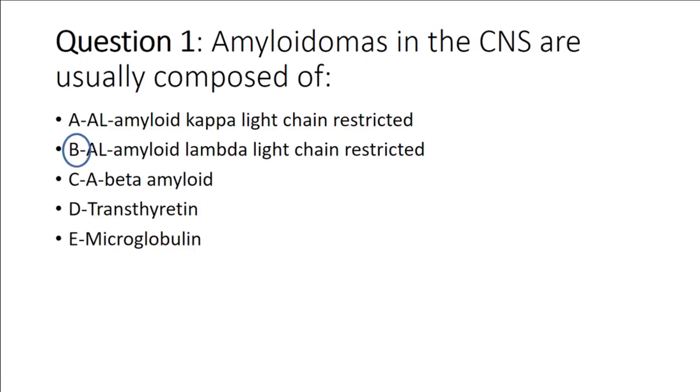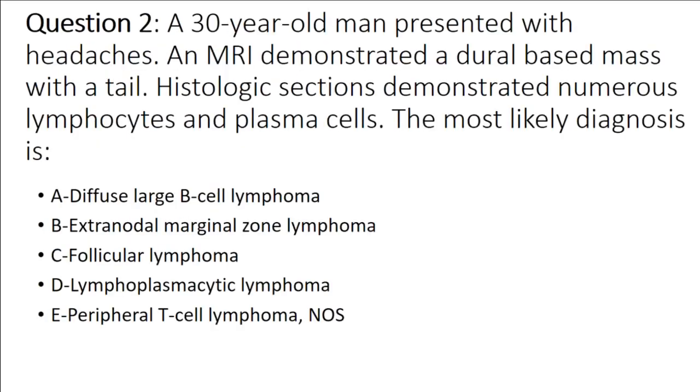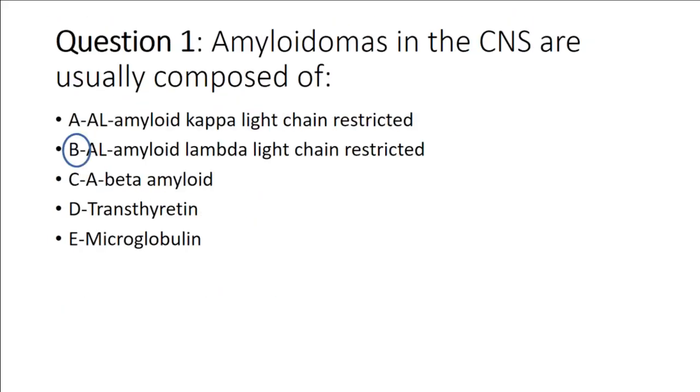We can move on. The actual answer is AL amyloid lambda light chain restricted. As I mentioned, you can have other depositions in the CNS that are not amyloid that tend to be kappa. A beta amyloid is the amyloid that you see deposited in Alzheimer's disease. It's not tumefactive. It's part of the plaques, and also you can have it as part of amyloid angiopathy. And of course, the other ones don't tend to be an issue in the CNS.